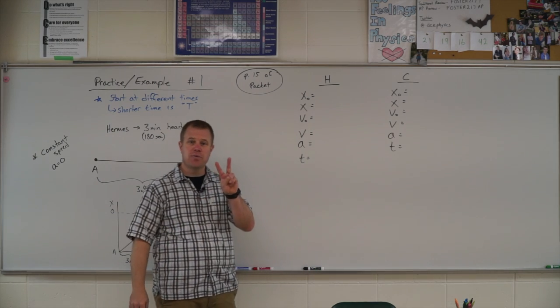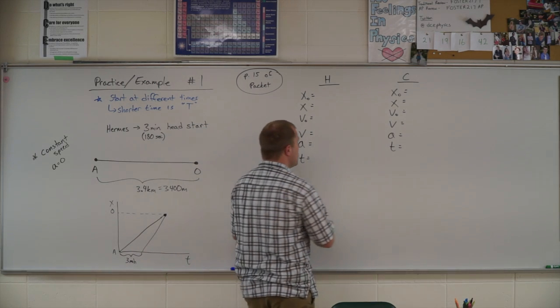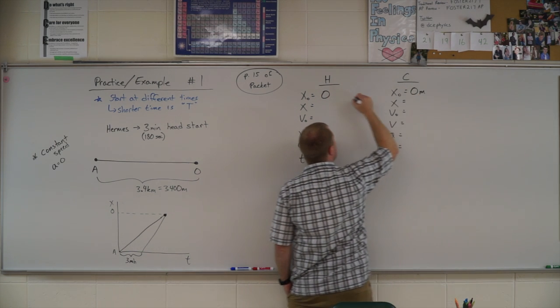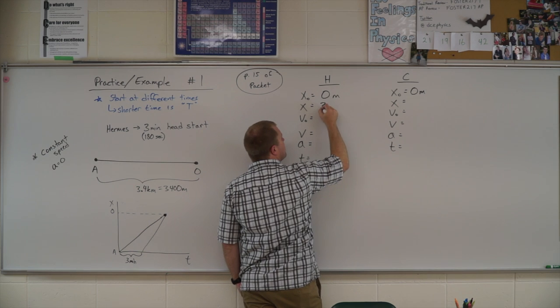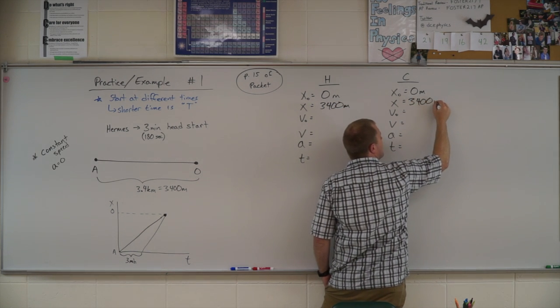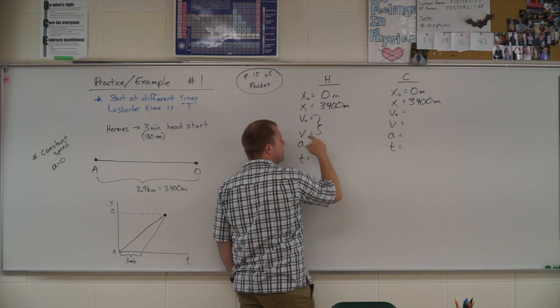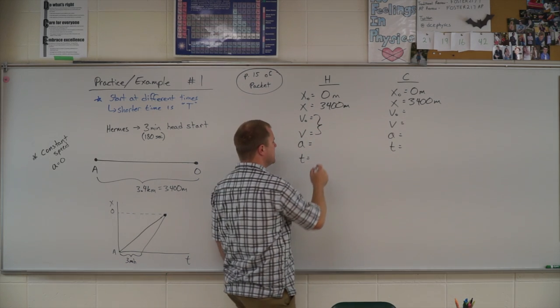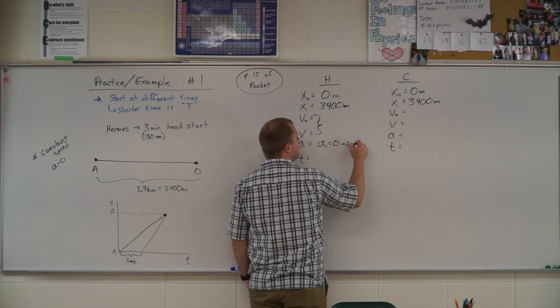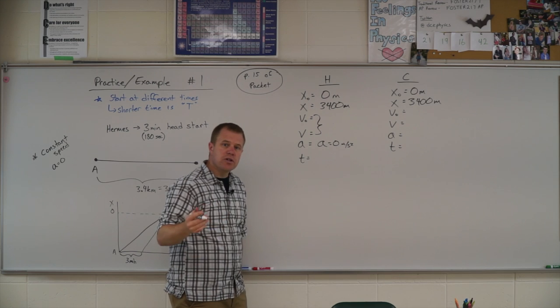So we have 2 objects, so we have a simultaneous problem. Both Hermes and the courier are going to start at Athens, which I'm going to call 0 meters, and they're going to end at Olympus, which is 3,400 meters away. Now they are both traveling at constant speeds, meaning my velocity initial and my velocity final will be the same because my acceleration is 0. And whenever you have an acceleration of 0, you can use equation number 2.